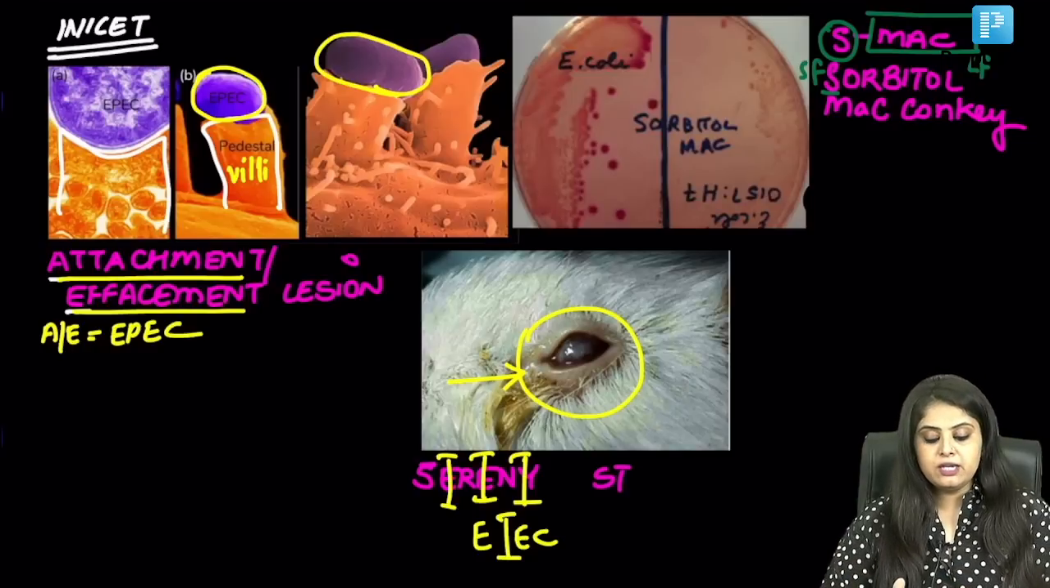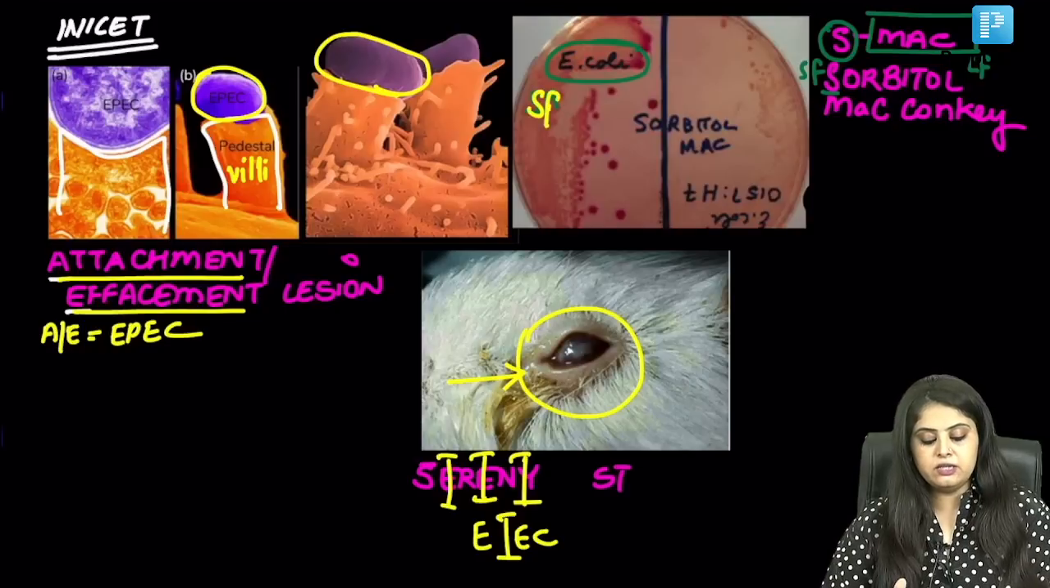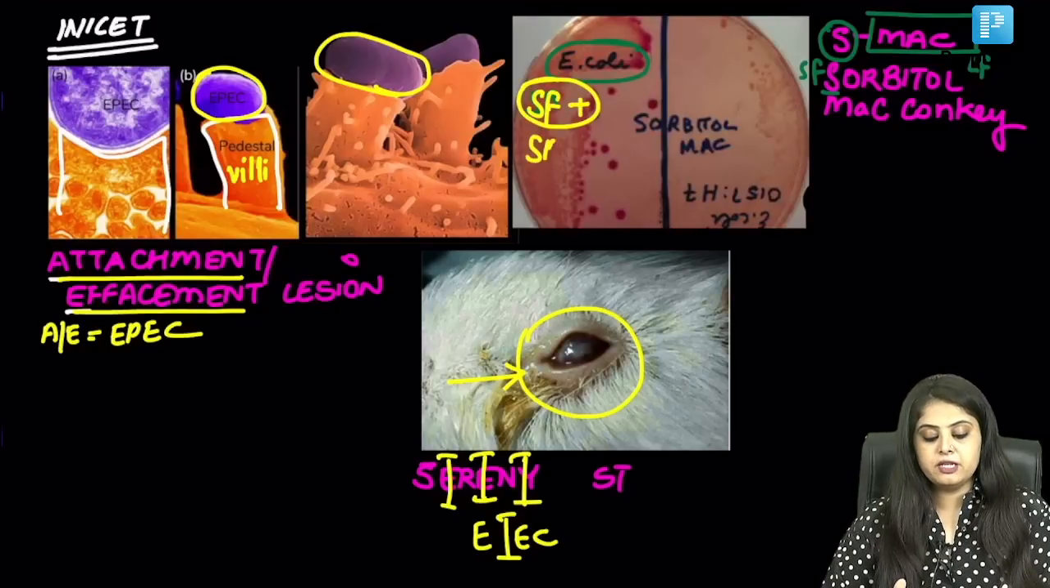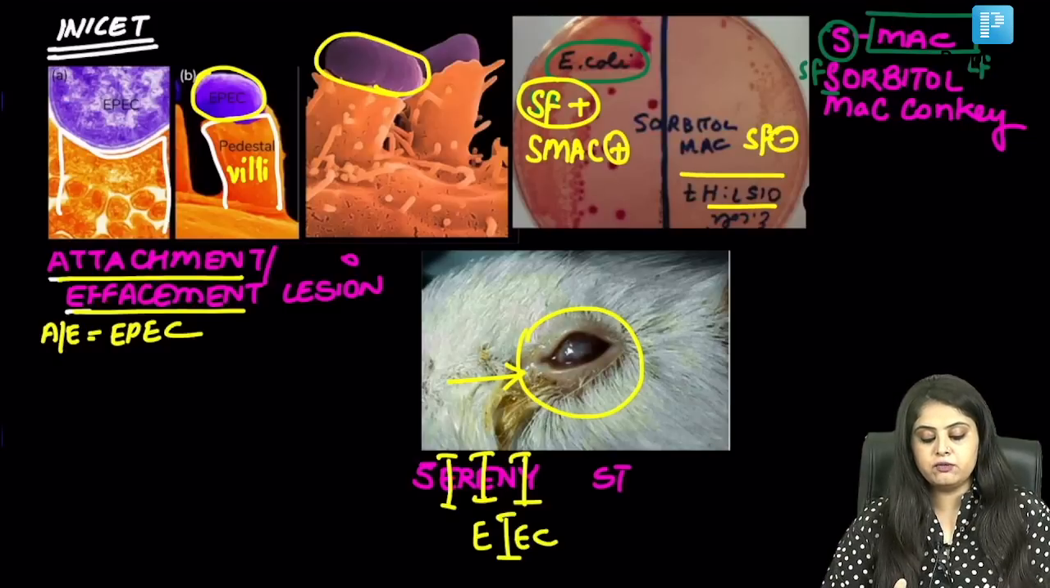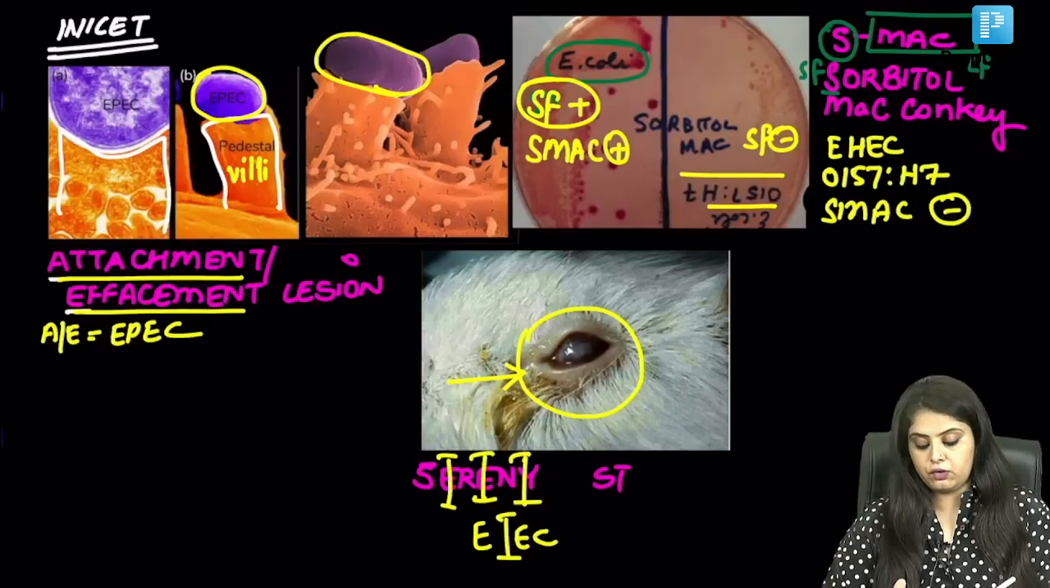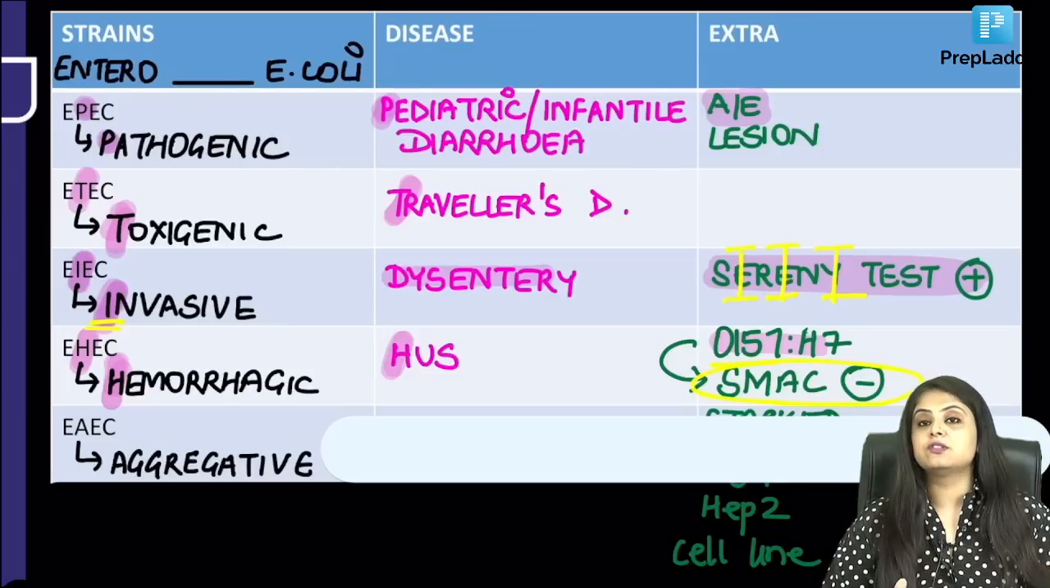SMAC. Usually all the E. coli are going to cause sorbitol fermentation. All the E. colis, they cause sorbitol fermentation, so SMAC is going to be positive. But O157H7 does not cause sorbitol fermentation. So can I say that enterohemorrhagic E. coli or O157H7 is going to be SMAC negative? It does not cause sorbitol fermentation, and that is what is written over here.